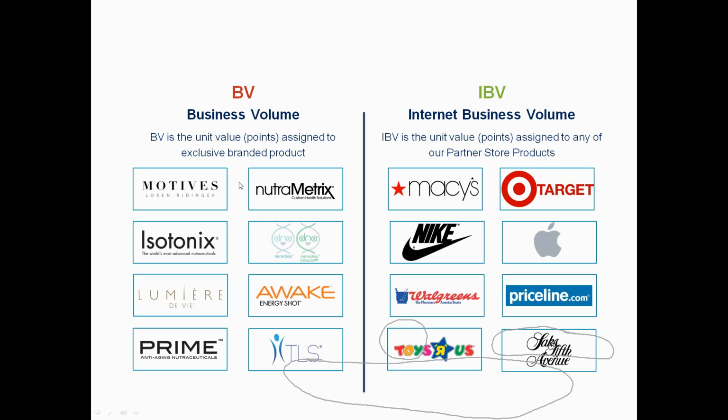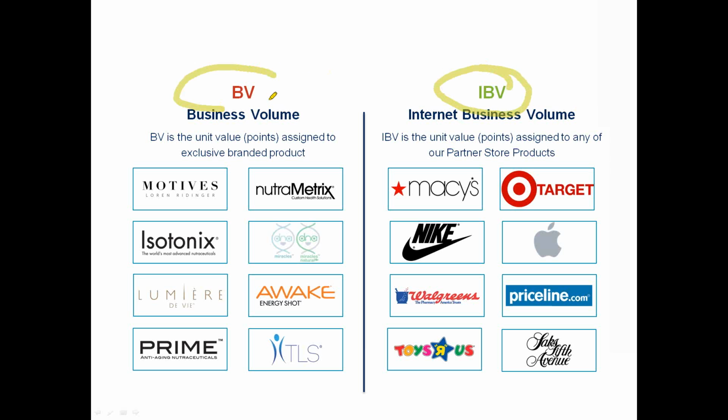So a little overview again here. The business volume, I'm going to get into points and how this works for the money, is exclusive branded products that we have here, versus your internet business volume, which is really from the partner stores. Okay? So again, BV and IBV come from these stores here. And again, these are just a few, and I'm going to show you how this pays.